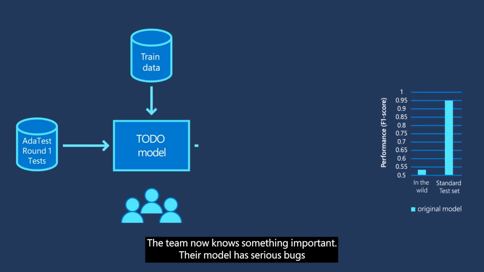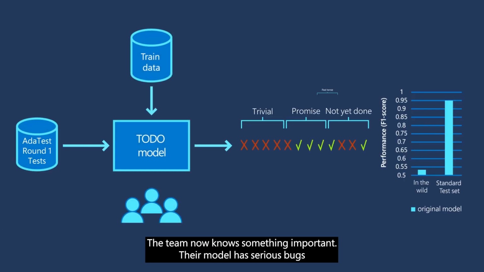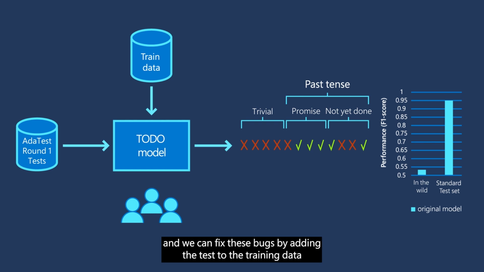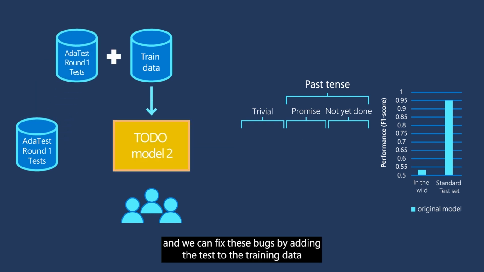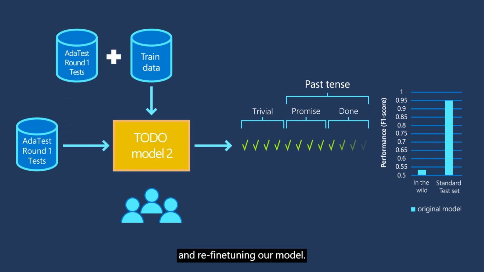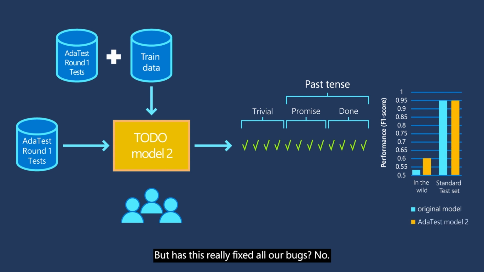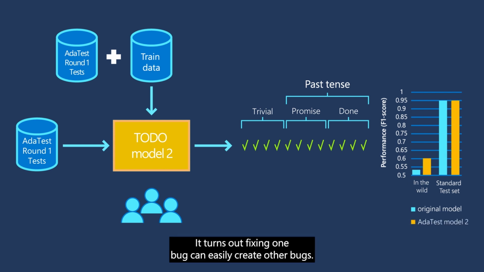The team now knows something important. Their model has serious bugs. And we can fix these bugs by adding the tests to the training data and refine-tuning our model. But has this really fixed all our bugs? No. It turns out fixing one bug can easily create other bugs.